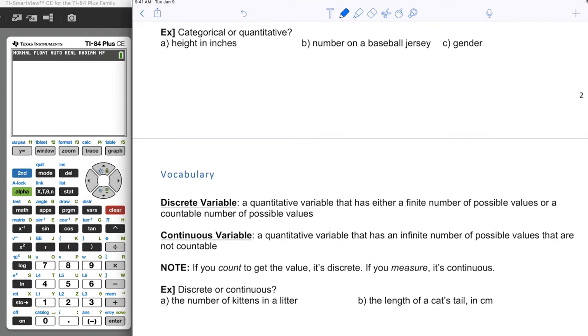Next, we're looking at categorizing different types of variables. So it says categorical or quantitative. Height in inches. Height is a numerical measure, so that would be a quantitative variable.